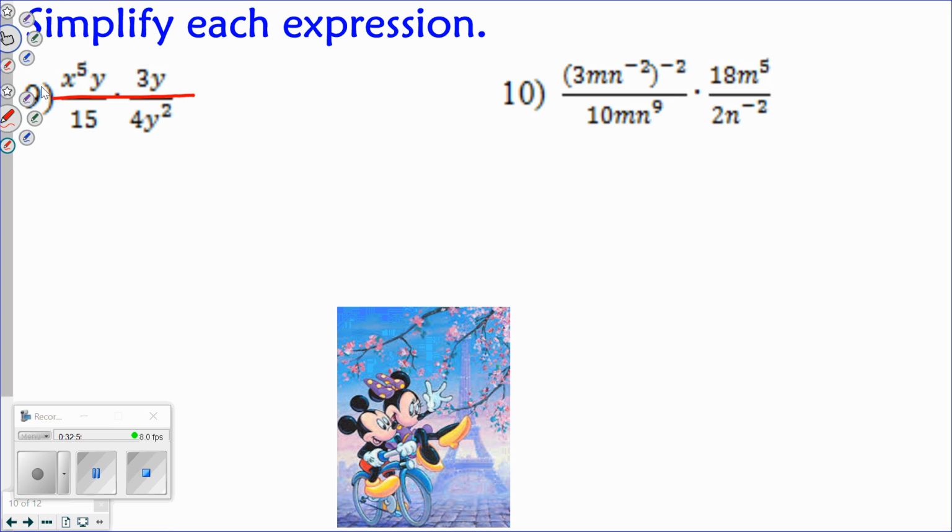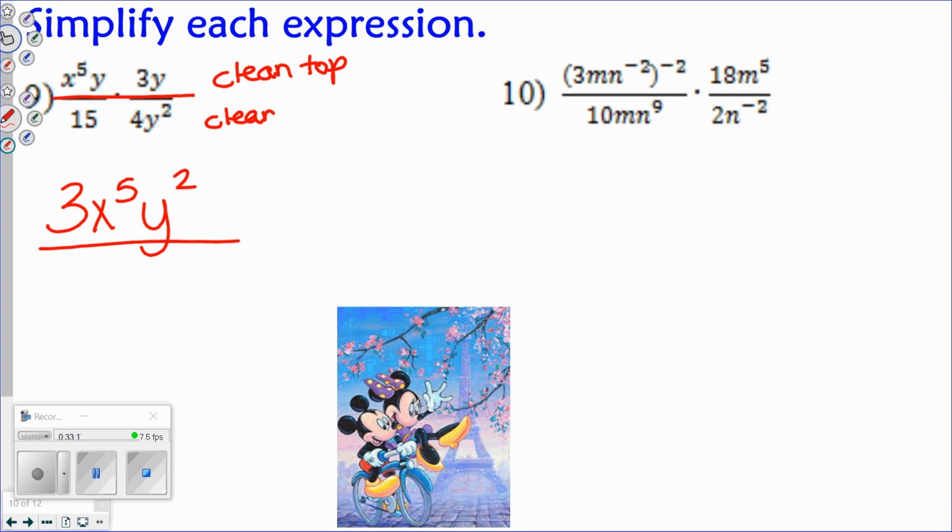All right, so on the top, what can I put together? The y's. So I'm going to have a 3. I'm going to have the x to the 5th. What do the y's become? Y squared. All right, so I clean the top. What should I do next? Clean the bottom. What's the same on the bottom? What do I do with the 15 and the 4? You multiply them. Are they exponents? No. Exponents would have been added. That's just 15 times 4, which is 60. And I have a y squared. All right, so I clean the top, clean the bottom, and now eat your sandwich, right?